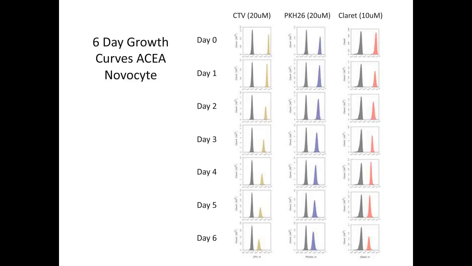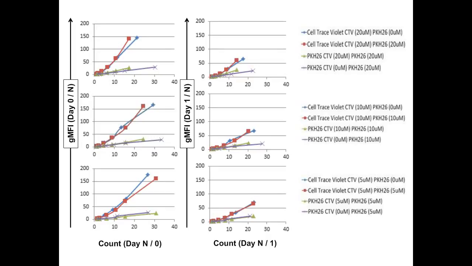Here's the data off of the NovaCyte, and you can see it's the same data, same exact samples, but because of the increased dynamic range of the instrument, which I think is over 7 decades, we're able to get all that data on scale. So here's the data looking at the increase in count on the x-axis versus the MFI on the y-axis.